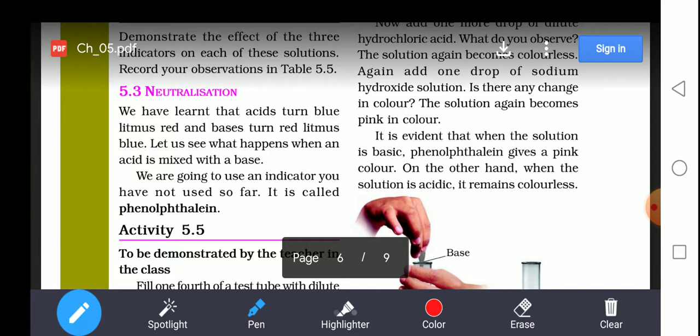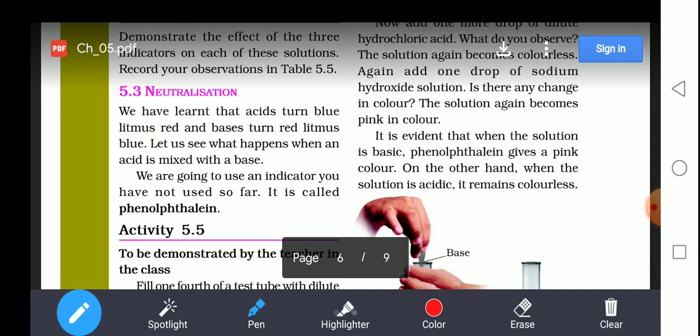After it became colorless, we added sodium hydroxide, which is a base, drop by drop. When you add the basic solution, the phenolphthalein turns pink. So at a certain point it is colorless, and that shows a neutral state. When acid and base are combined together, they form salt and water and evolve some heat, and this reaction is known as a neutralization reaction.